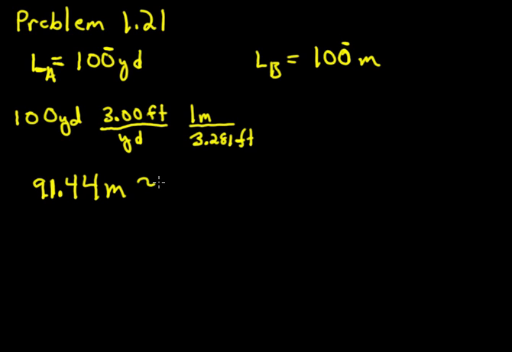So we could approximate this as 91.4 meters. And so 100 meters is bigger than 91. So a British football field is bigger than an American football field. And so that gets us the answer to part A. Now, I do apologize, living in England, when I say British football, I'm saying soccer. So a soccer field is larger than a football field.